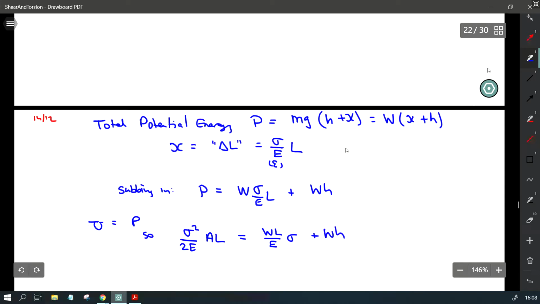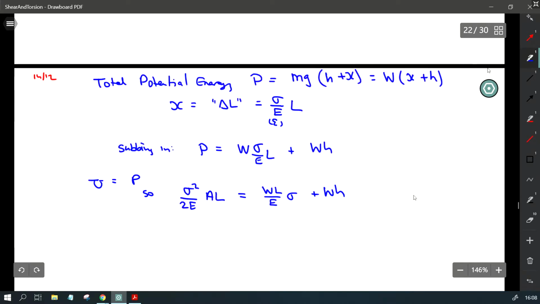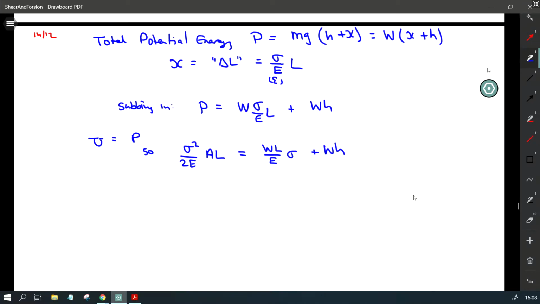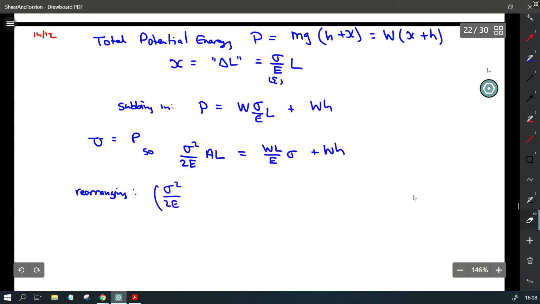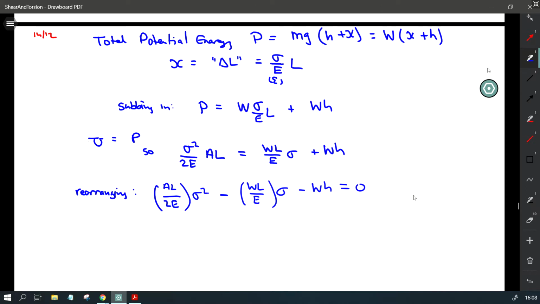Okay, we get that. So if we rearrange that, we get a quadratic equation. So I'll just get rid of that for a minute. So we get, sorry, that should be AL over 2E. We'll just get rid of that. So AL over 2E times sigma squared minus WL over E times sigma minus WH equals 0. Okay, so it's a quadratic equation in sigma.